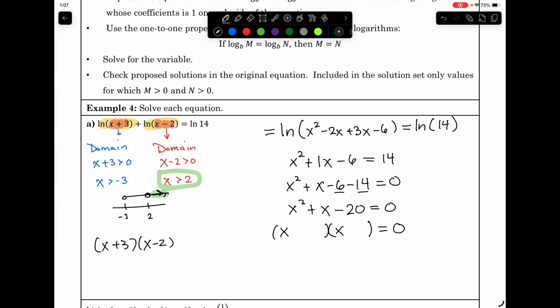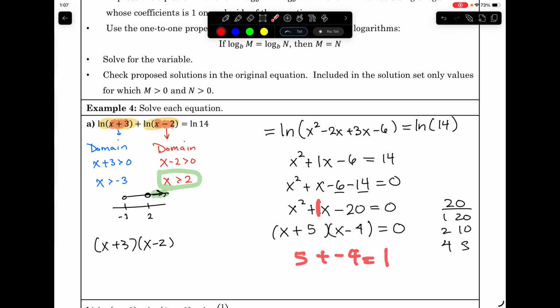So x and x, positive and negative, and the factors of 20 that can add up to a positive 1 with a positive and negative factor are 5 and 4. If I make this 5 and this 4, positive 5 plus a negative 4 equals the positive 1 we want to get in the middle. So x equals negative 5, and for the second factor, the value of x would have to be positive 4 in order to get this equal to 0. Now let's go back to our domain.